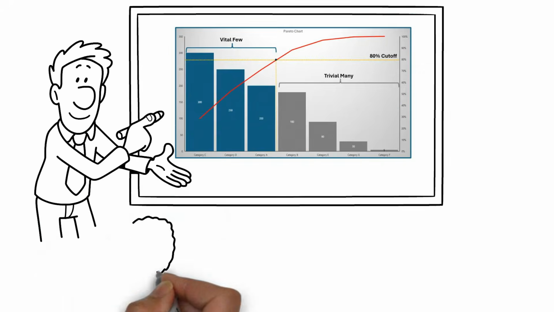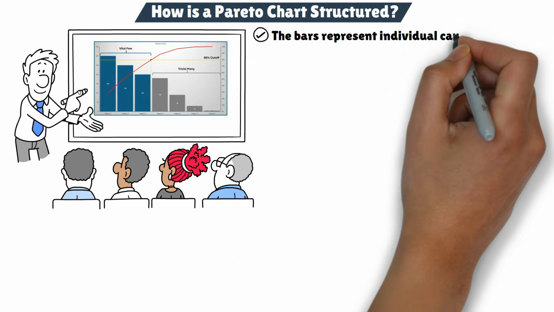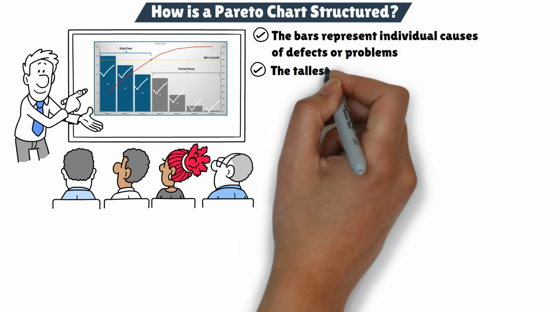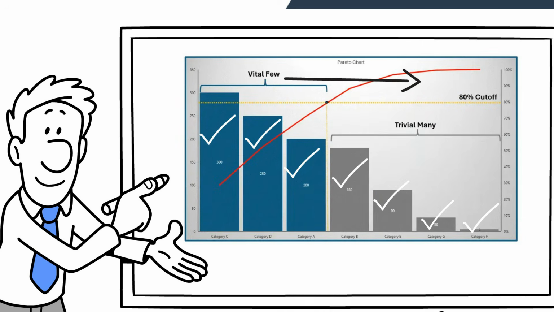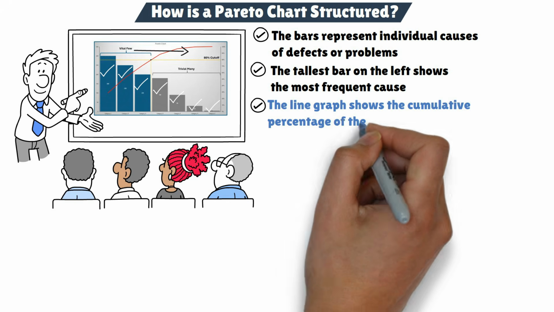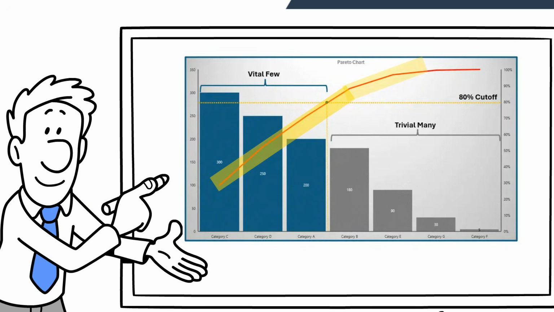Let's talk about how a Pareto chart is structured. The bars represent individual causes of defects or problems, arranged in descending order from left to right. The tallest bar on the left shows the most frequent cause, and as you move to the right, the bars get shorter, representing less frequent causes. The line graph shows the cumulative percentage of the total defects or problems. As you move from left to right across the bars, this line indicates the cumulative impact of addressing each cause.